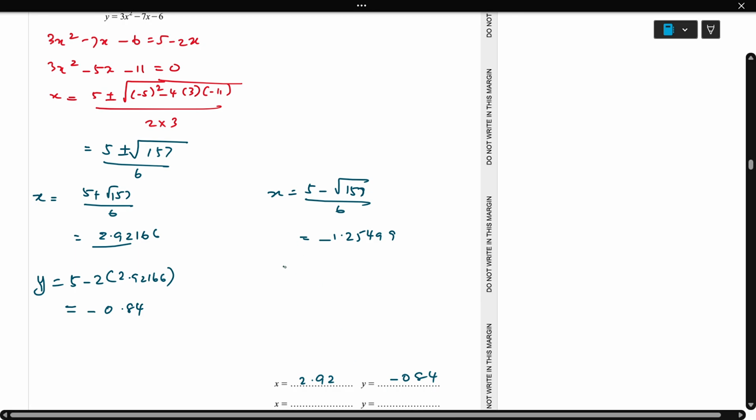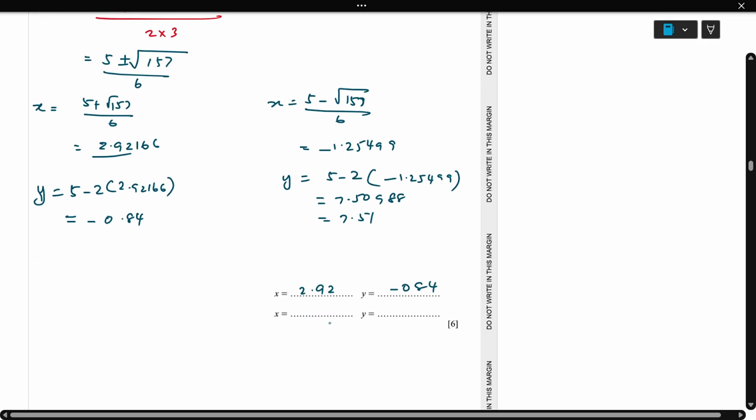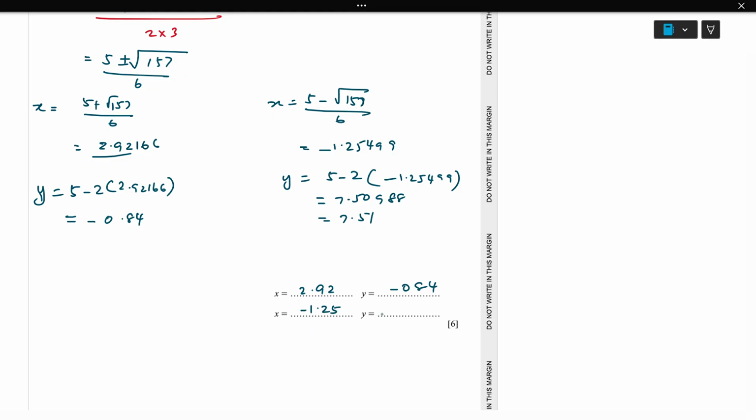Next here, y equal to 5 minus 2 into negative 1.25499, which is going to be, we'll get 7.50988, which is 7.51 because 2 dp. So x is going to be here negative 1.25 and the y is 7.51.